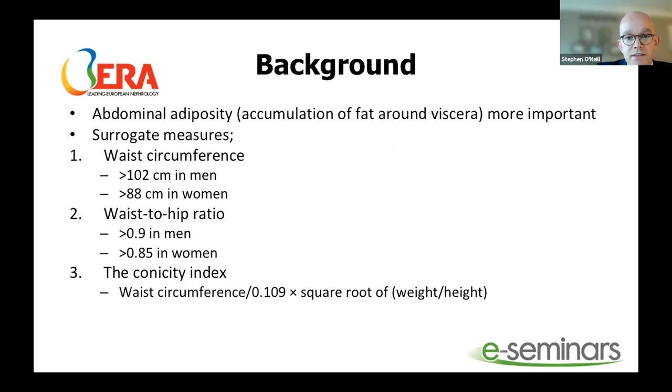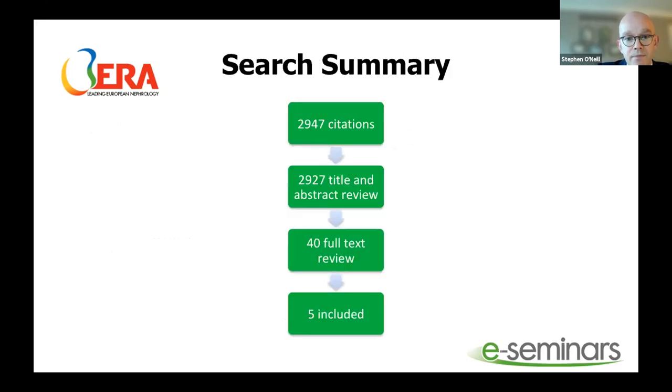Ideally, we would like to know how much visceral fat an individual has, and there are surrogate measures that could help determine this. These include waist circumference, waist to hip ratio, and kinesity index, which is calculated using a formula involving waist circumference, weight, and height. The systematic search for evidence in this area identified 5 studies from a total of nearly 3,000 citations.